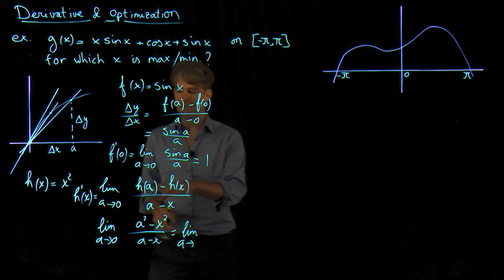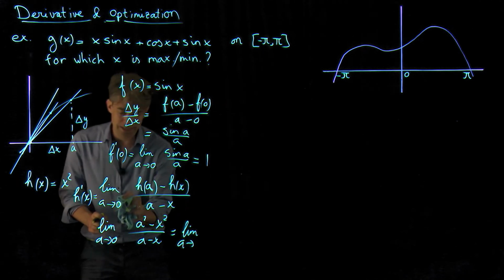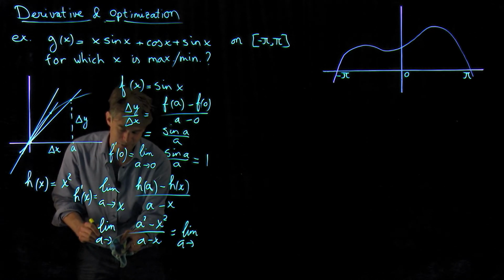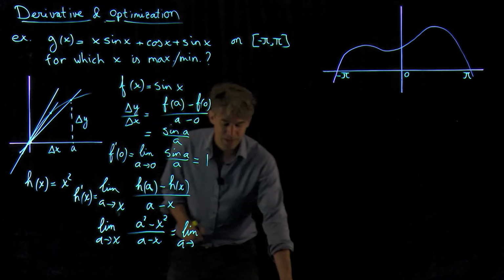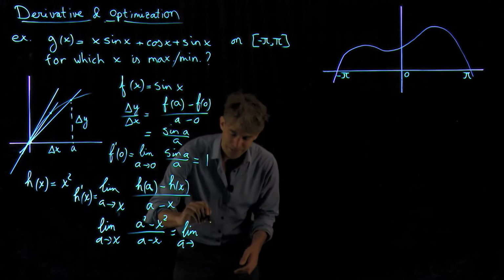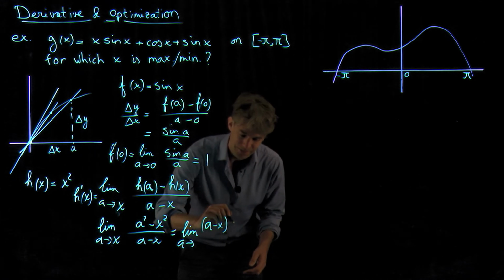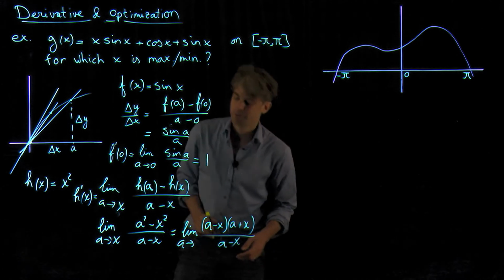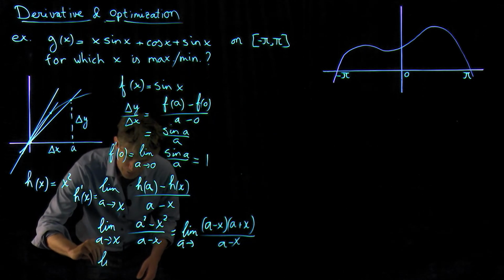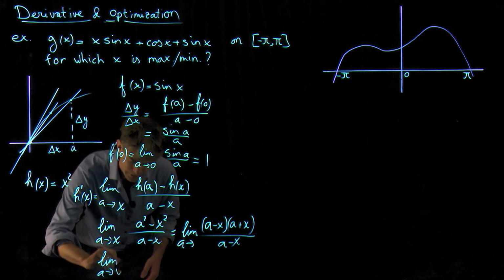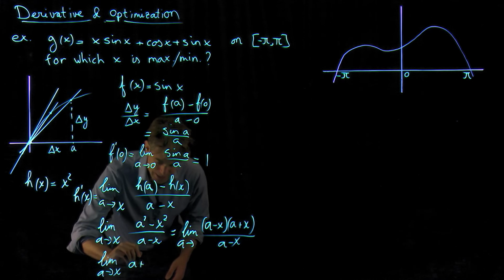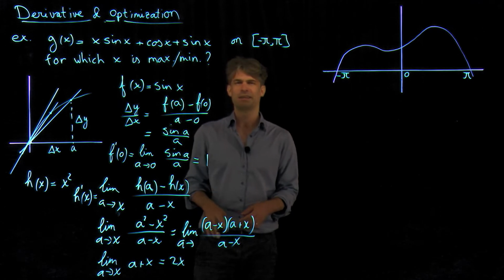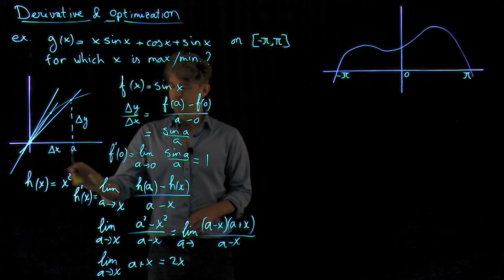I'm writing a goes to 0, but that's of course wrong. In this case, the role of 0 was going to be replaced by x, so it's a goes to x. Sorry about that. So there you go. It's a minus x times a plus x divided by a minus x. And there you go. So it's the limit of a goes to x of a plus x, and that is going to be 2x, which hopefully looks familiar as indeed the derivative of x squared.